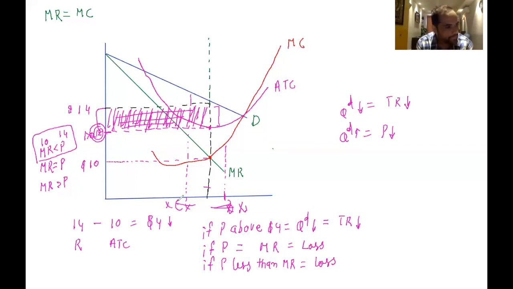So is that okay? Any question? Yes or no? Or we move on to the next? Tell me if you have any question. Say something. Any question or we move on? The last concept, price discrimination.